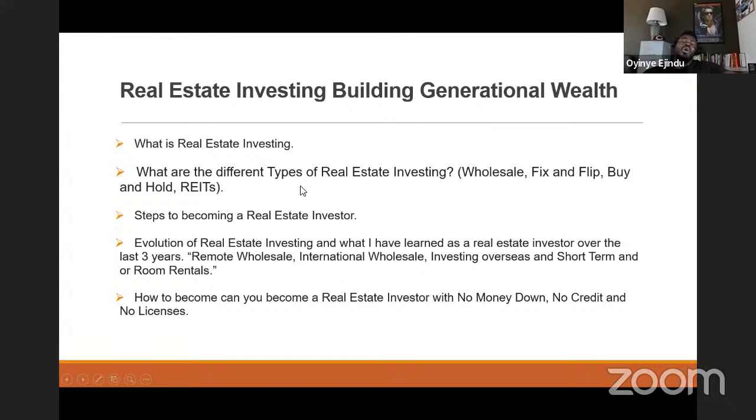Again, folks, you can wholesale real estate in any country of your choice. You can wholesale real estate in any state of your choice. Don't feel like you are cornered to one specific market just for you to be able to grow a portfolio.